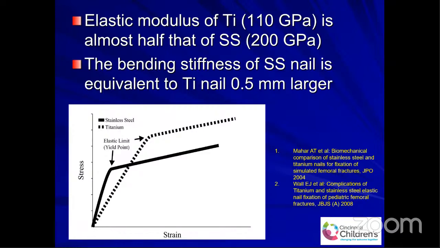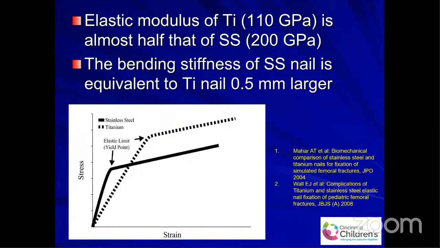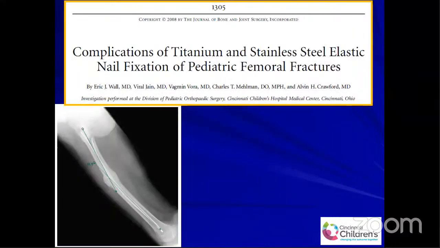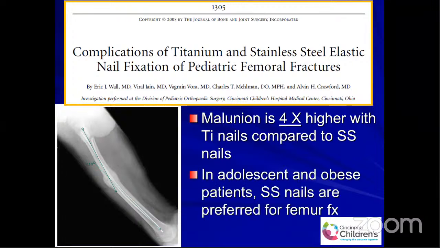So you'll be able to insert it a little bit easier. The stainless steel nail would need a little bit more hammering, or a little bit more impact. And for the same reason, a stainless steel nail can cause more iatrogenic comminution compared to a titanium nail. When you look at the complications of titanium and stainless steel, the malunion rate was 4 times higher with titanium nails compared to stainless steel in this study. And especially in adolescent and obese patients, we prefer stainless steel nails.